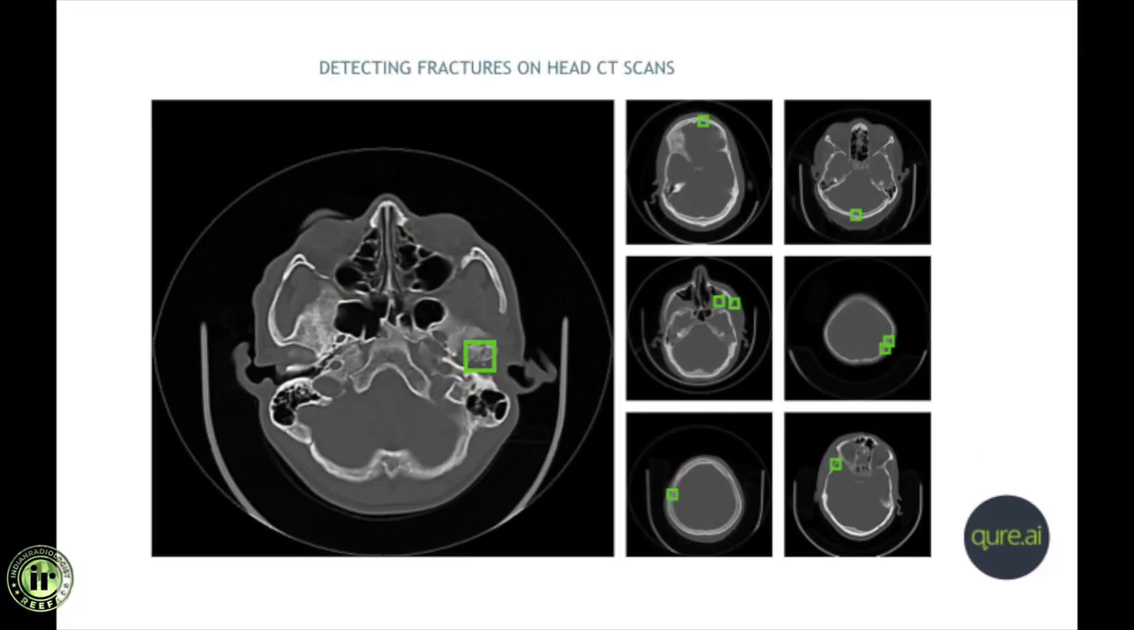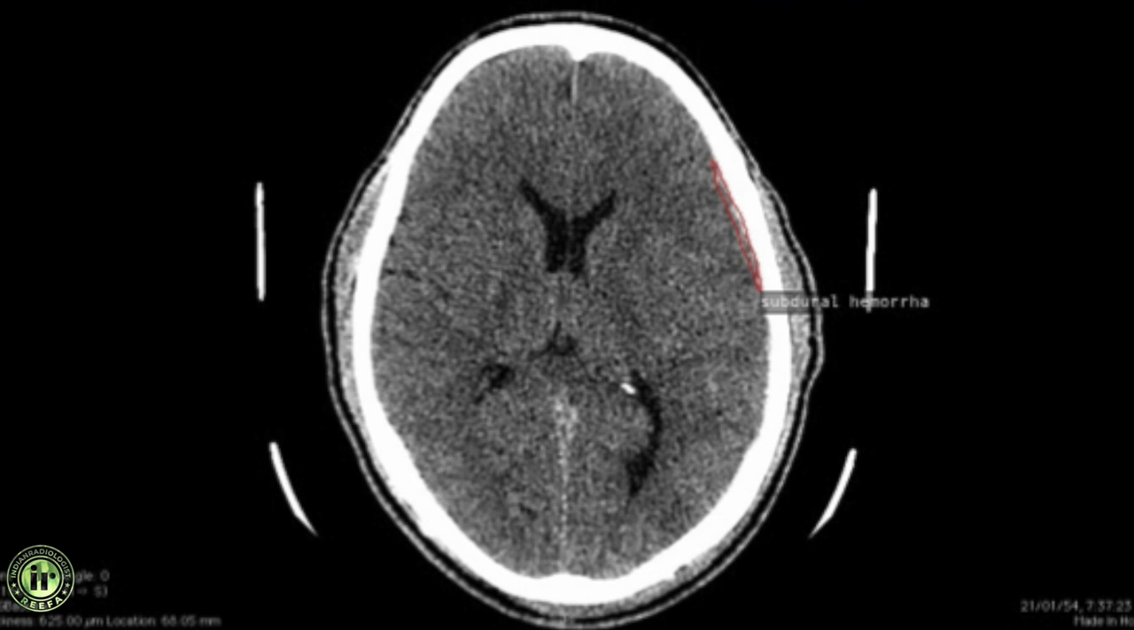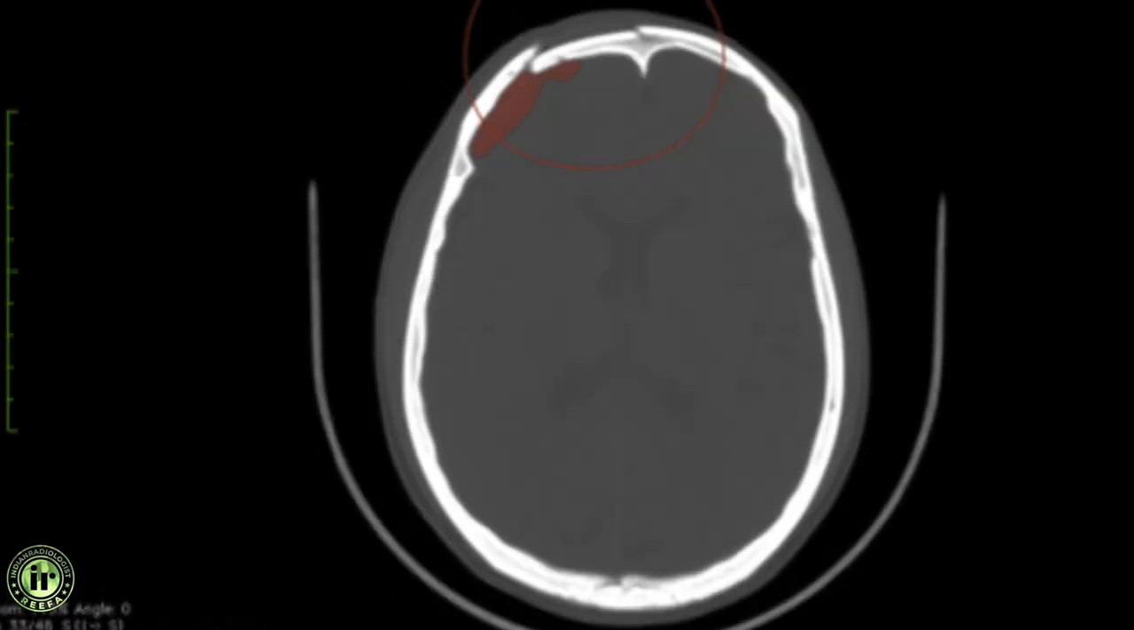Here is an example of detecting fractures on head CT scans. As you can see, the algorithm which was developed for reading the head CTs very nicely picks up the fractures at different locations. It is also very useful in detecting bleeds, as this set of images shows. I was extremely impressed by the ability of the algorithm to detect this extremely thin hematoma. And you can see the pickup of the fracture and the associated hematoma. And there's another example of the fractures being picked up.